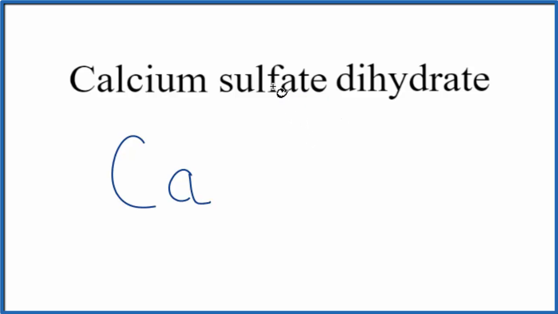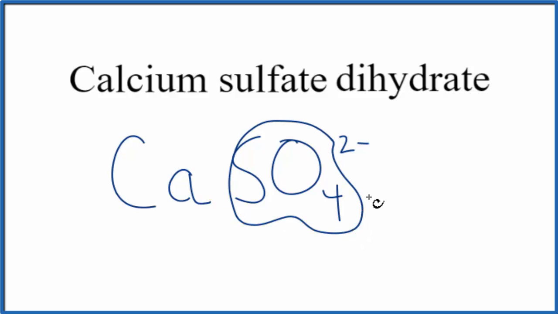You either memorize that this is SO4 2-, or if you're allowed, you look it up on a table of polyatomic ions. So sulfate, that's SO4, and that's going to have a 2- ionic charge. That's for the whole sulfate here.